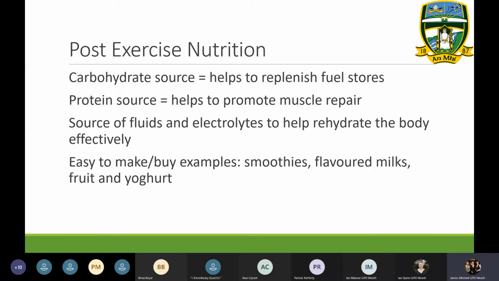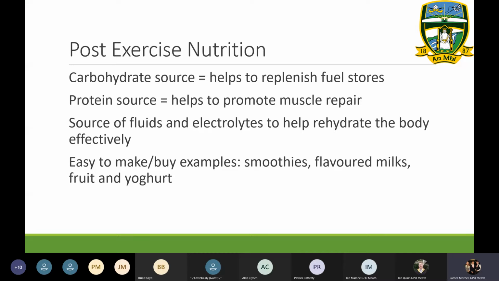Okay, so hitting back on when our recovery process starts. As soon as we get off the pitch or the gym, that's when our recovery window opens. So I have some little tips on post-exercise nutrition here. The first one is getting in a carbohydrate source. The reason we do this is to help replenish fuel stores. Like I hit on 2 slides ago, the main fuel source we use during exercise is carbohydrates. So once we've done a pitch session, a game, or the gym, our fuel stores are going to be depleted. So the priority is to fill them back up before our next session.